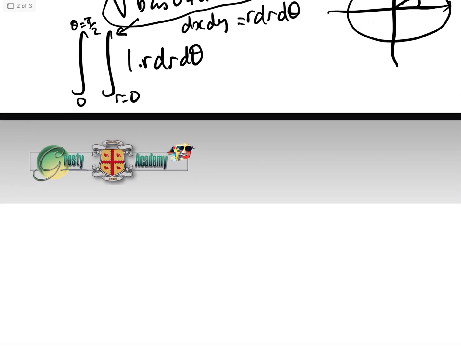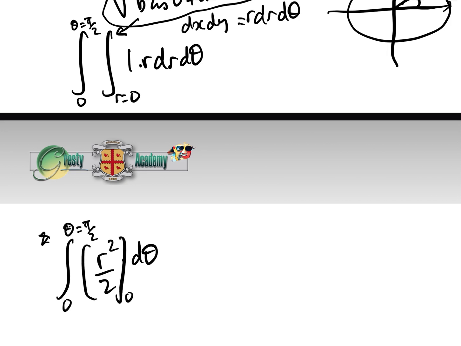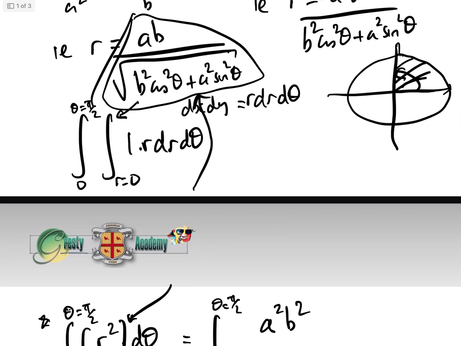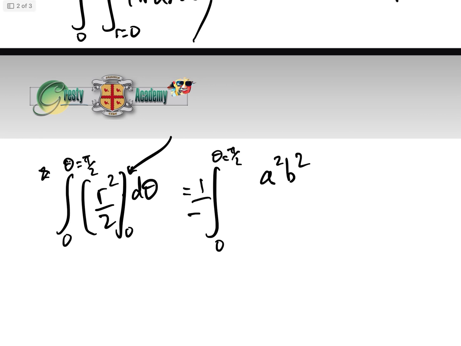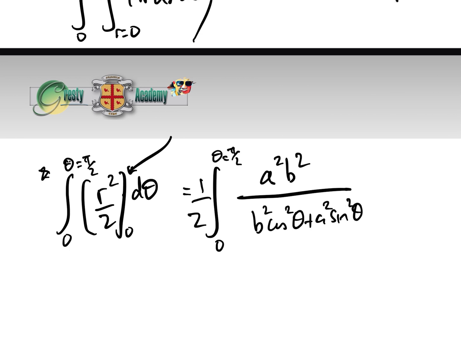so that would be theta equals 0 to pi over 2 of 1 r d theta, and that equals the integral between theta equals 0 and pi over 2 of r squared over 2 d theta, and we can now plonk in between 0 and that value there, which I'm not going to rewrite again. So that equals the integral between theta 0 and pi over 2 of a squared b squared over 2, because we are now squaring this and taking the half out, over b squared cos squared theta add a squared sine squared theta d theta. And that's what we've got to integrate now in the polar form.